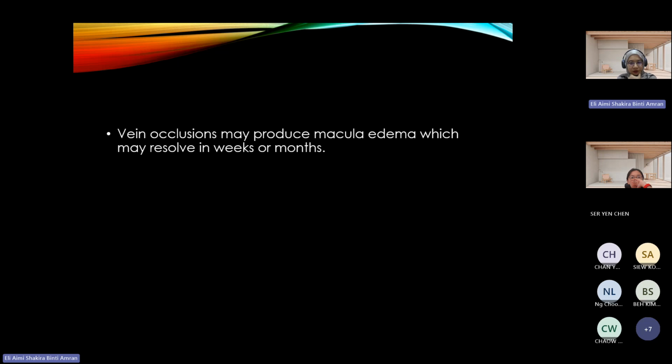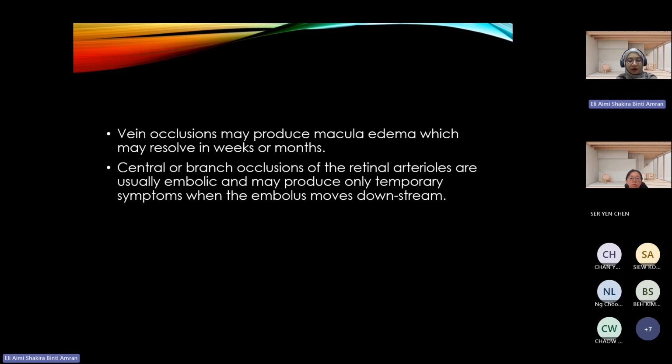Vein occlusions may produce macular edema, but it can be resolved in weeks or months. So basically, any occlusions on the vein that lead to edema, you can observe first. I mean, for us optometrists in Malaysia, I think we still have to refer, this kind of edema, and let the ophthal observe for weeks or for months.